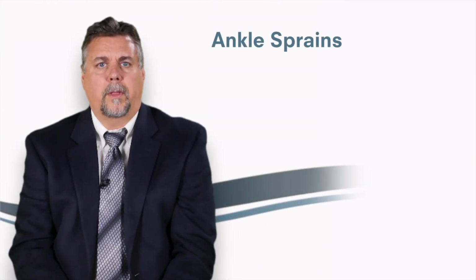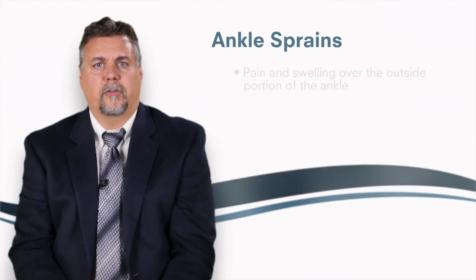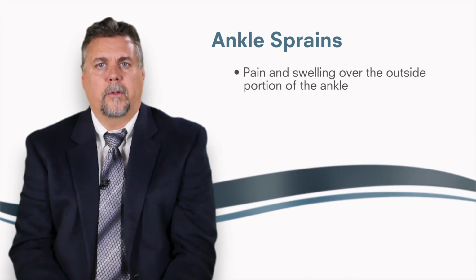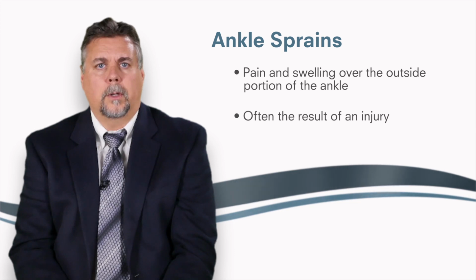Typically, a patient who comes to the office with an ankle sprain will have complaints of pain and swelling over the outside portion of their ankle joint. This is often a result of a twisting injury where the lateral ankle ligaments are stretched or partially torn.